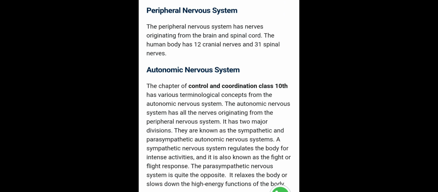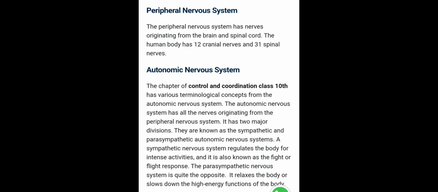Okay, in the previous lecture we saw the central nervous system and its parts. In this lecture we'll discuss the peripheral nervous system. So the peripheral nervous system comprises of spinal cord and brain. It has 12 cranial nerves and 31 spinal nerves. The cranial nerves arise from the brain and the spinal nerves arise from the spinal cord.